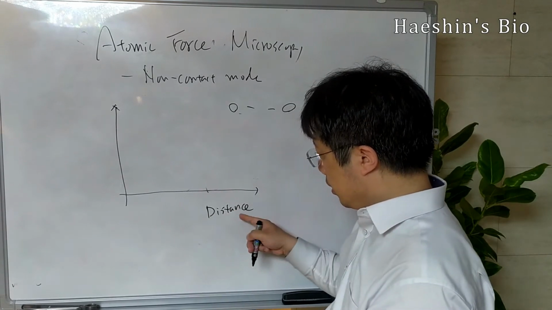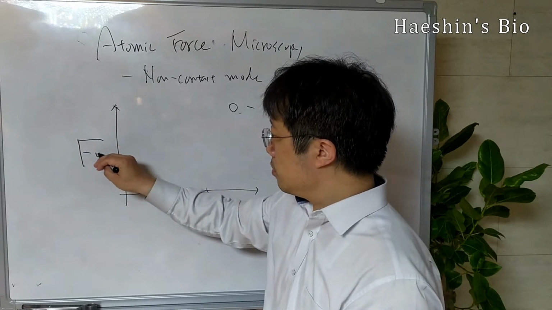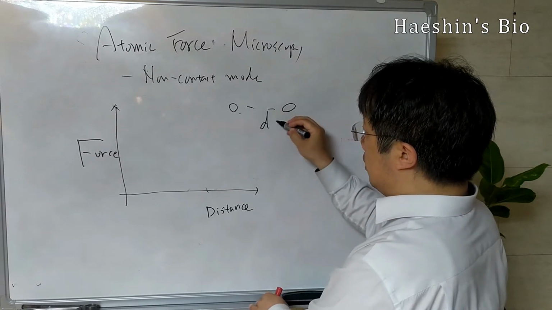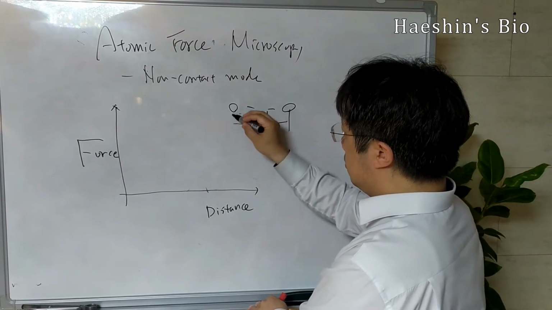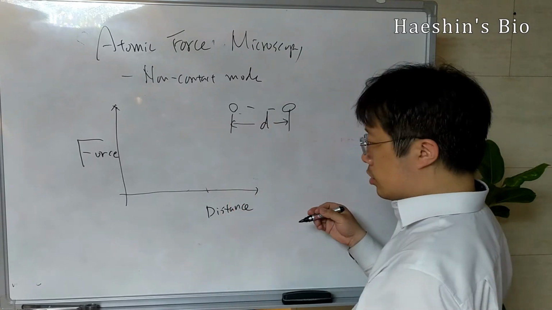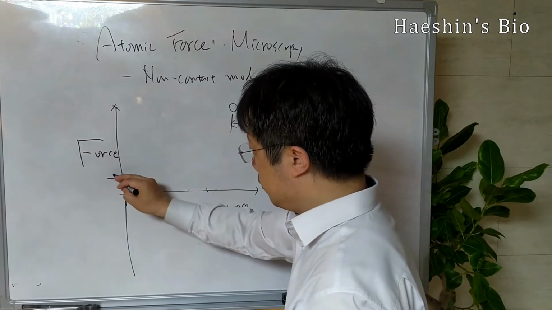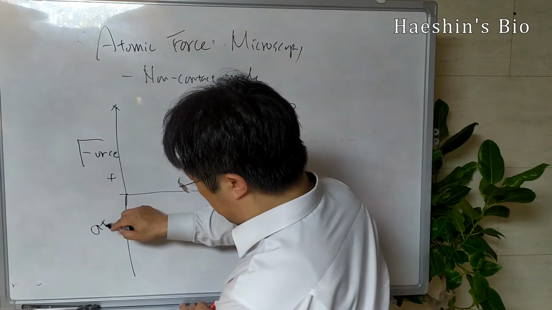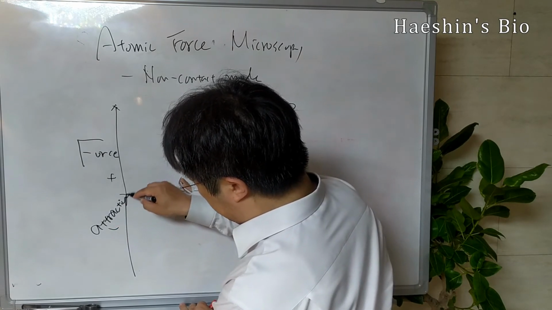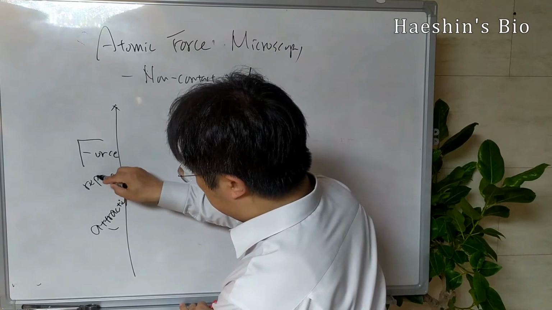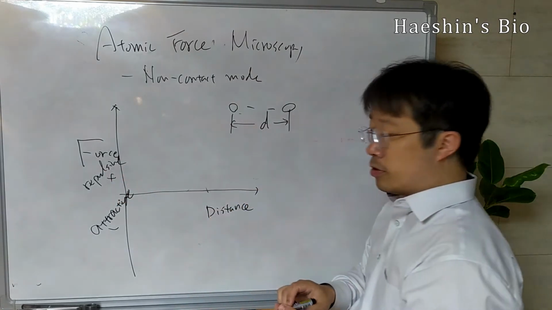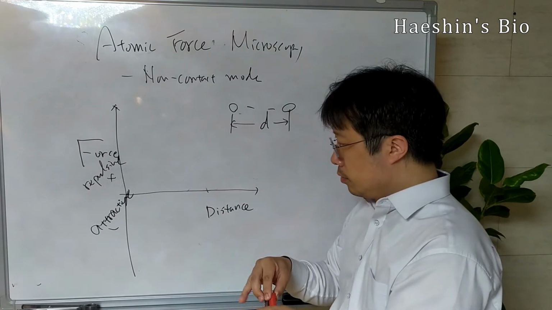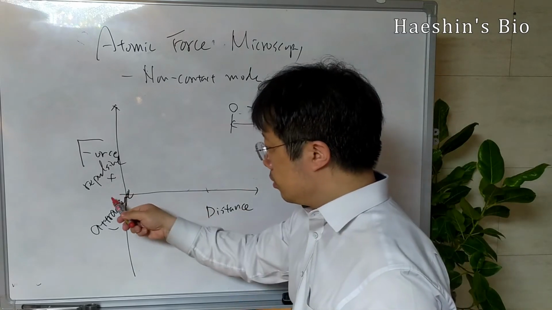The x-axis is distance, and the y-axis is force. Now the distance d between the two atoms is changed. Generally speaking, if you have this as positive force and negative force, negative force is attractive force, and this is repulsive force. This is the zero point, where there's no force exerted on each other.